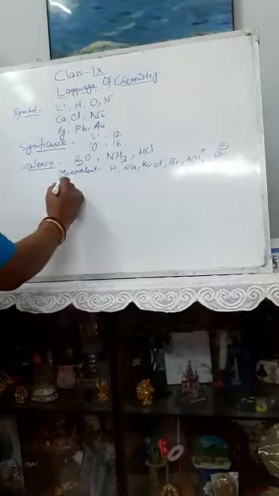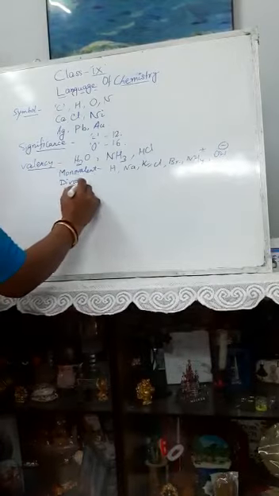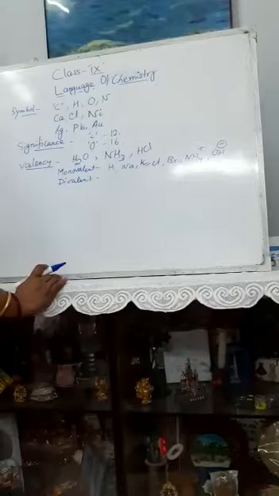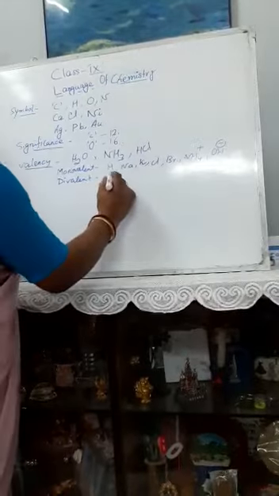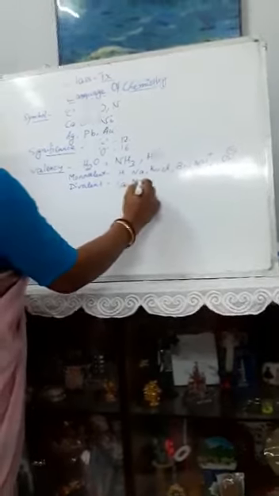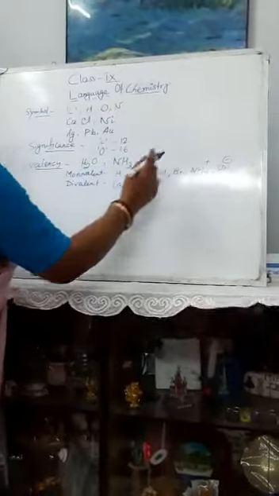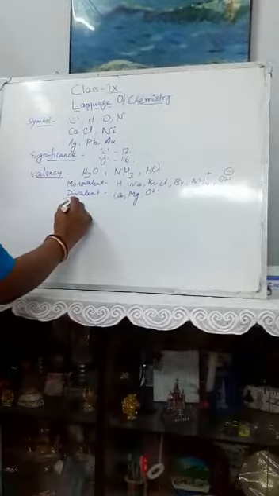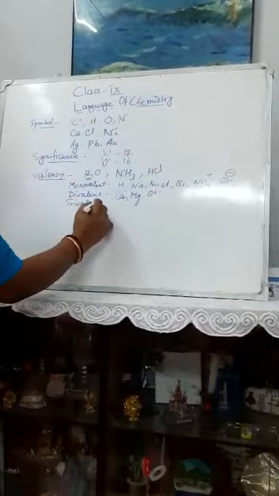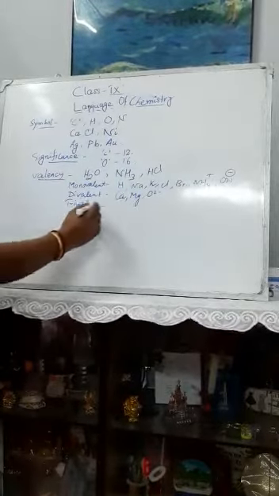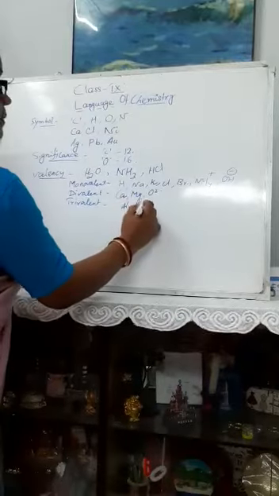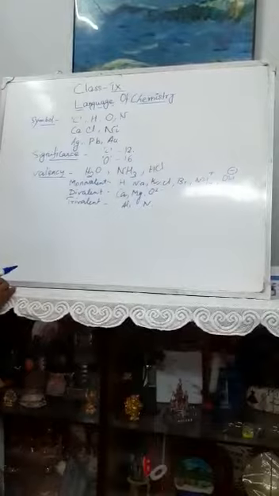Now divalent. Divalent means the element or the radicals which have valency 2. So calcium has valency 2, magnesium also has valency 2, oxygen also has valency 2. Trivalent. Trivalent means the valency of that element is 3. Such as Al, aluminium, nitrogen, they have valency 3.